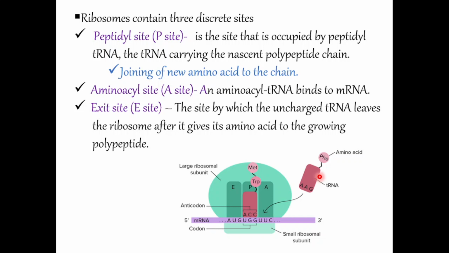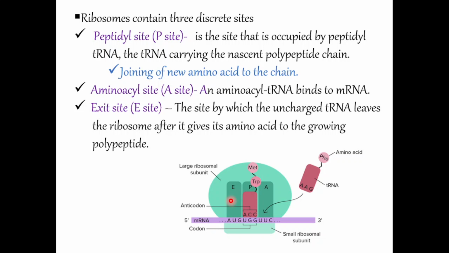So, amino acid transfer RNA binds to the messenger RNA. Here, there is a small ribosomal RNA. Then after that, at the P site, transfer RNA carrying the nascent polypeptide chain. Here, the joining of amino acid to the chain occurs. They form a peptide. They form a polypeptide.